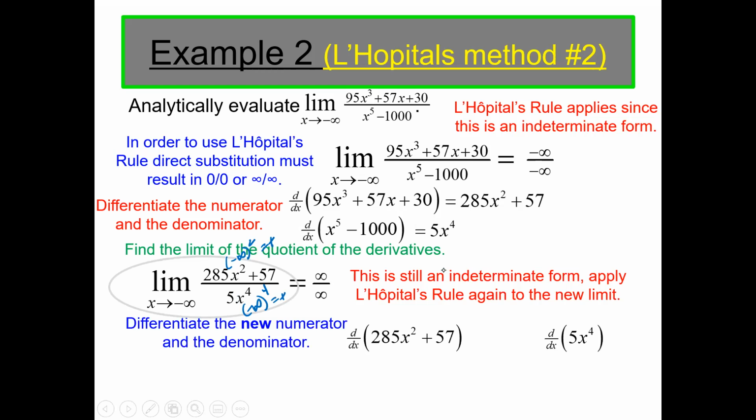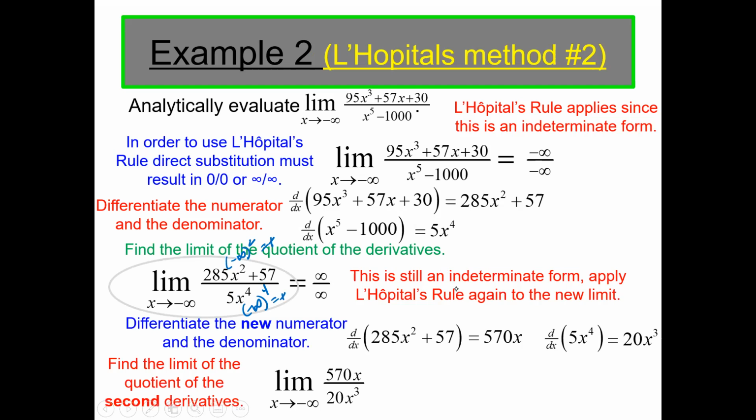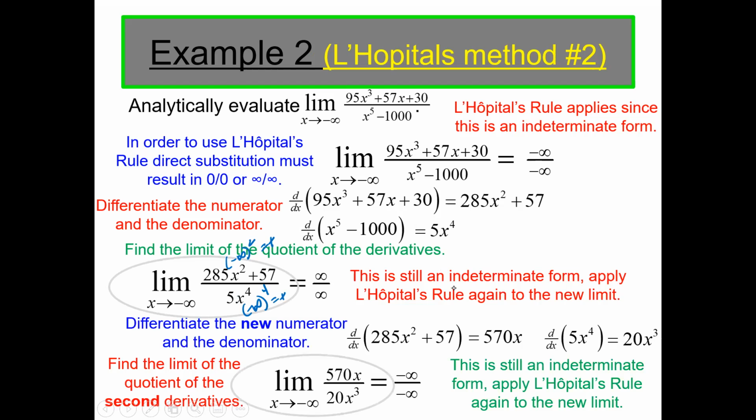The derivative of 285x squared is going to give you 570x, and same thing over here, 20x cubed. Let's move this up a little bit. It's still going to end up with a negative infinity over negative infinity.